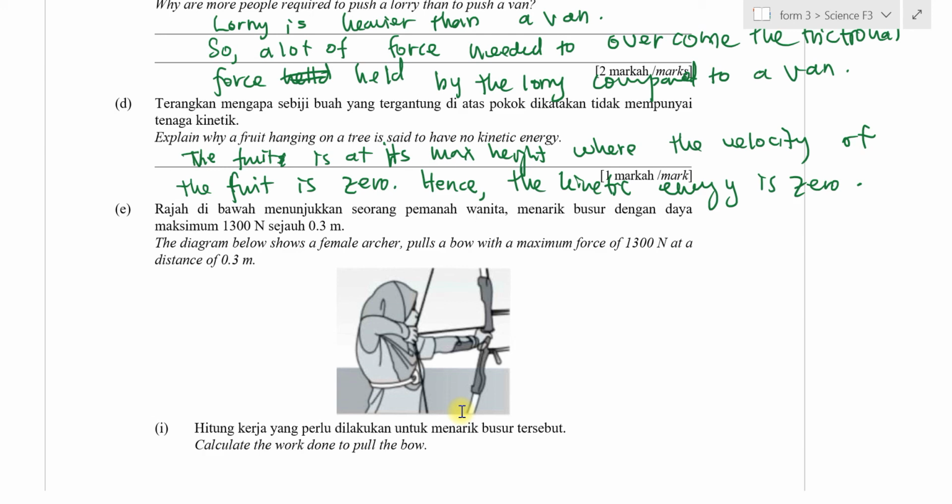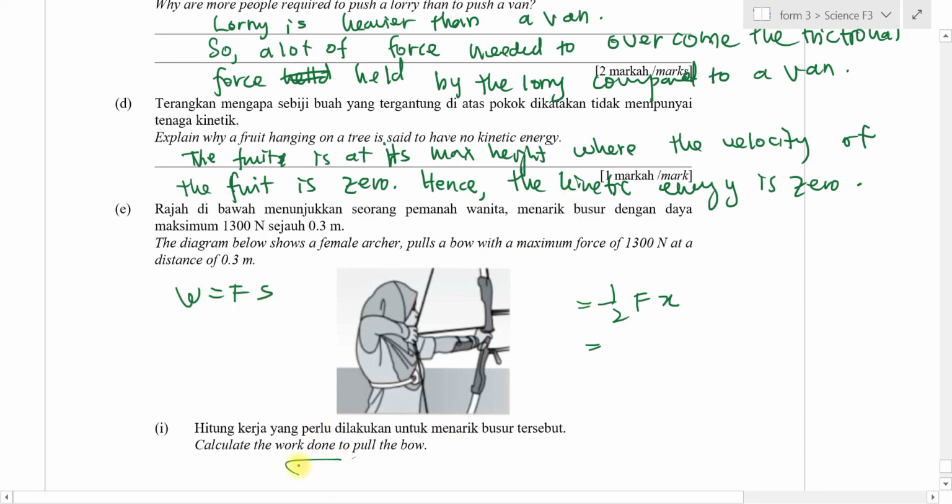And finally, calculate the work done by her to pull the bow. This is elastic force, so half Fx. Don't forget your half. Many people see work done and write work is equal to force times displacement. That is wrong. This work is to stretch, so it is equal to elastic potential energy EE, which is half Fx. If you don't put the half, the answer will be wrong.